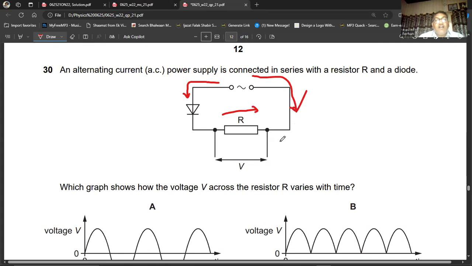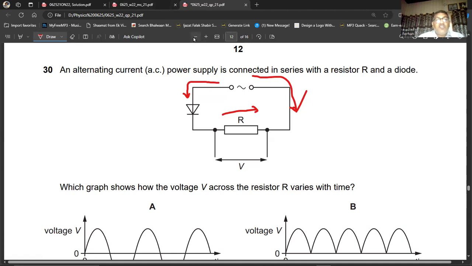But when the current will try to come in this direction, this diode will not let the current flow through itself, because now the direction of the conventional current will be opposite to its arrow. So the diode will be backward biased, its resistance will become very high, and it will not let the current flow through it. So during half of the wave of the alternating current, there will be voltage in the R, and during the other half wave of the alternating current, there will be no current, no voltage in the R.